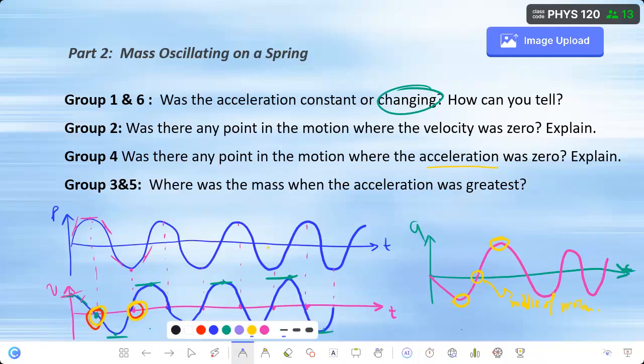So, where was the mass when the acceleration was greatest? We just explained: on the top and the bottom, the acceleration is the greatest. Okay, the next one.